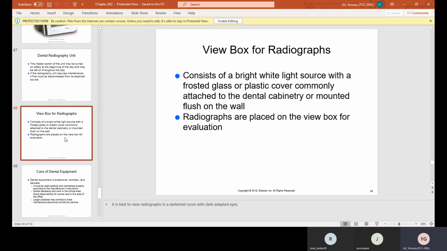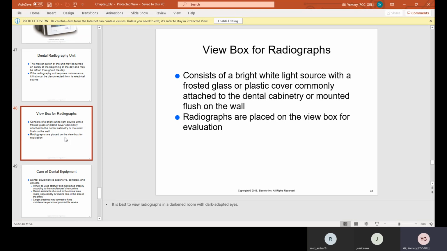Box for radiographs. So if your office is not doing the traditional x-rays anymore, like the film ones, you won't have a view box for radiographs. It consists of a bright white light source with a frosted glass or plastic cover commonly attached to the dental cabinetry or mounted flush on the wall.